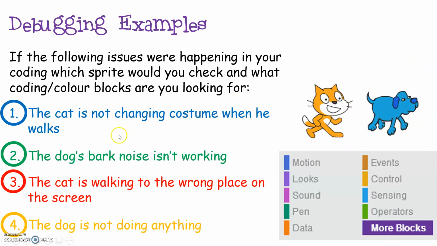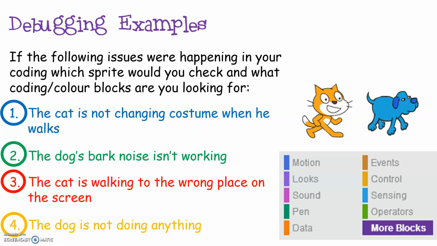Okay, let's look at a couple of examples. Here we want to imagine we've got 2 sprites, the cat sprite and the dog sprite, and each of them have a number of different bits of script connected to them, which could be under any of the following categories we've been working with over the last few weeks. On the left, we've got 4 different errors, and your task is to look at each error and decide whether you would check the cat script or the dog script and what colour blocks you would be looking for to try and fix the error.